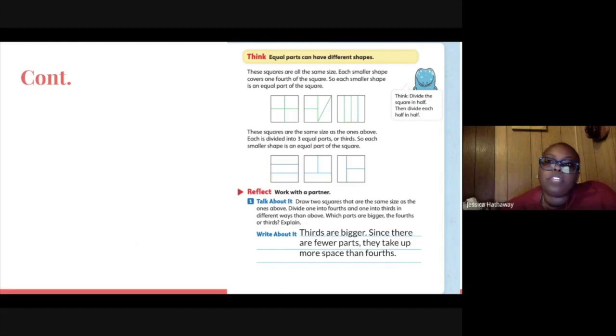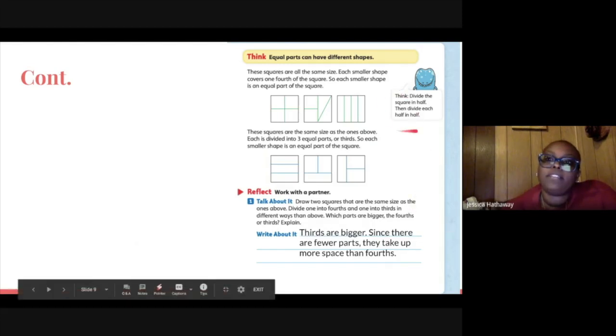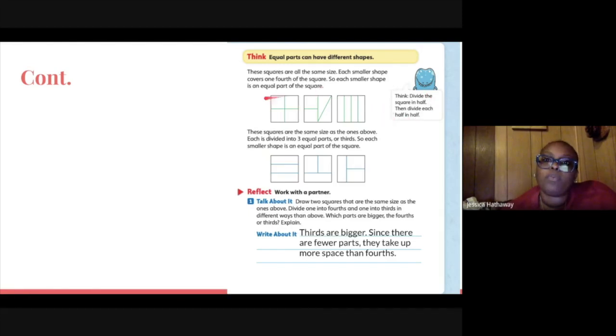So I also want you to think about this note over here. Divide the square in half, then divide each half in half. So what they did, they took this square, divided it in half, and then divided each half in half. They did the same thing with this square. Yes, this is an equal part, and this is still an equal part, because even if I was going to share this with a friend, each person would be getting an equal part. You could also divide it in 4 parts. So that would also have been equal.